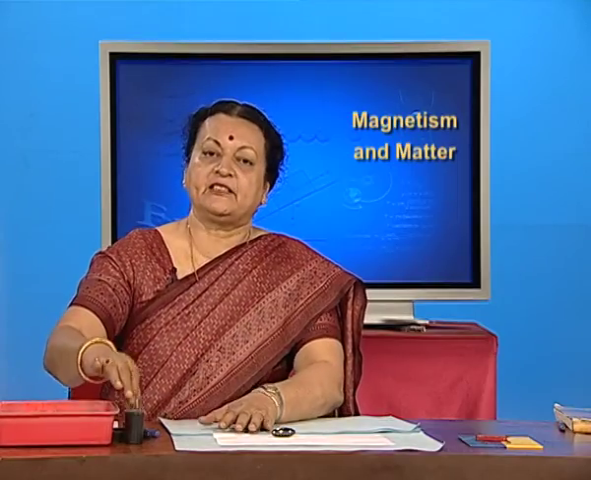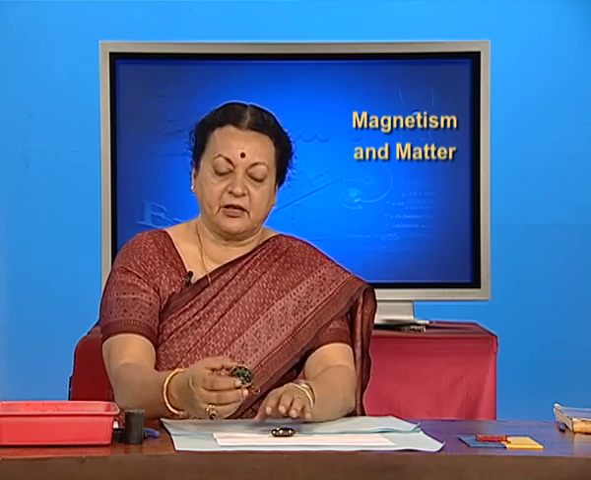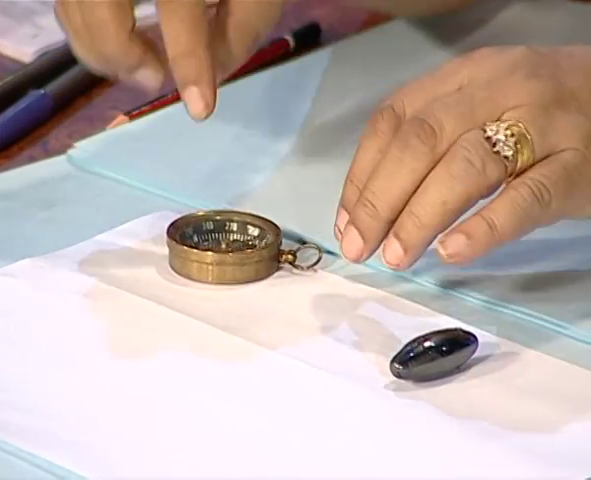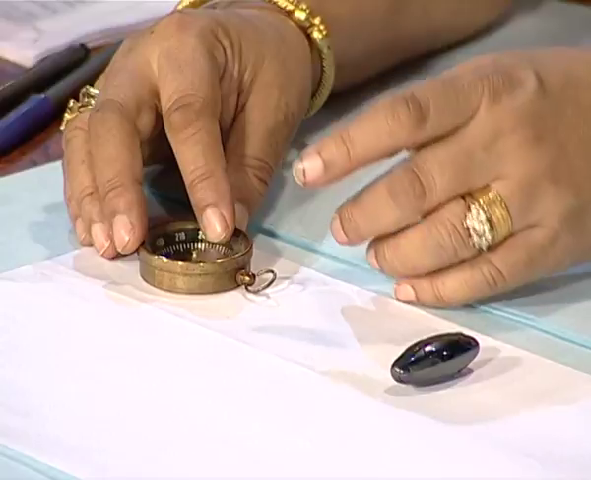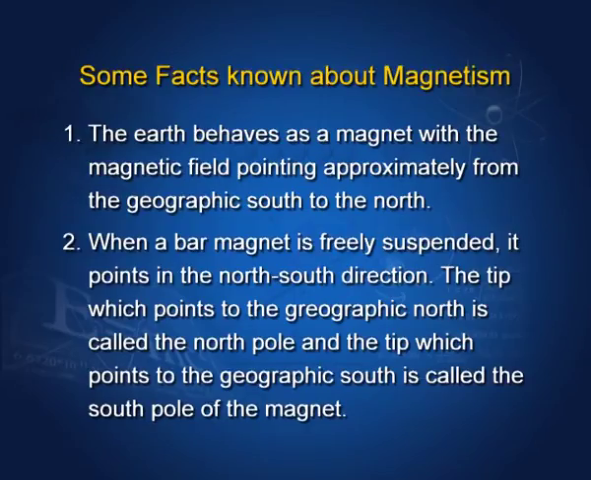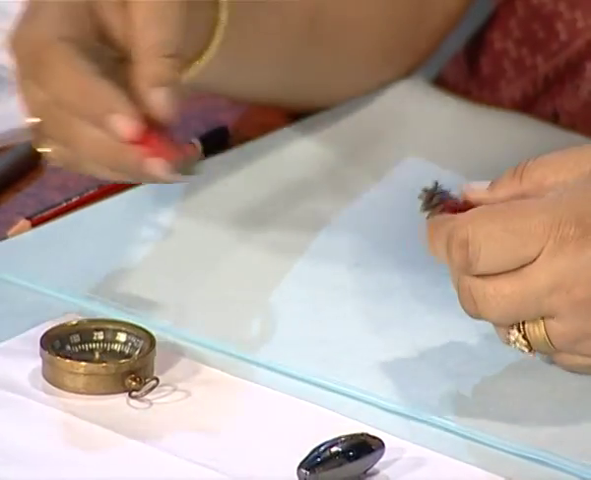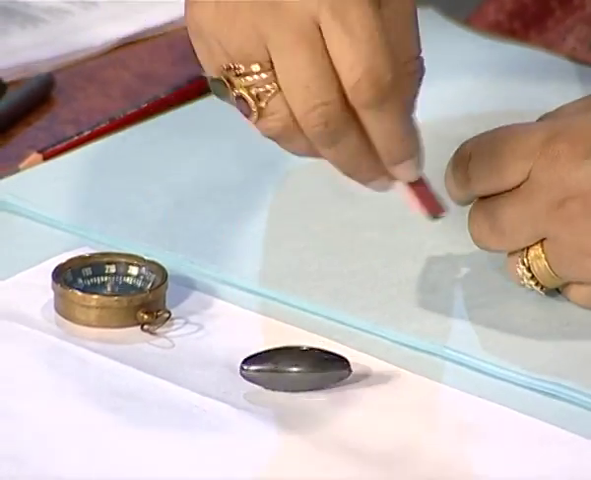If you have a freely suspended magnet like this compass needle, the end that points towards the north is called the north pole and the south seeking pole is called the south. Like poles of a magnet repel each other and unlike poles attract.